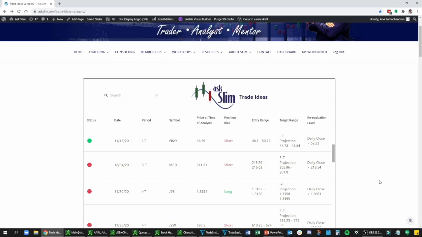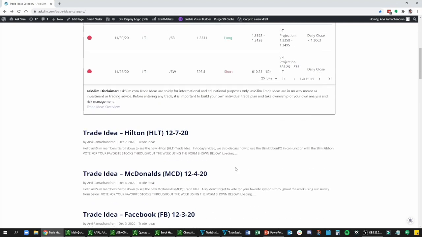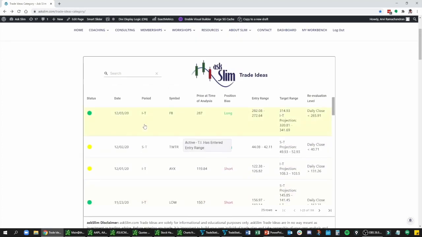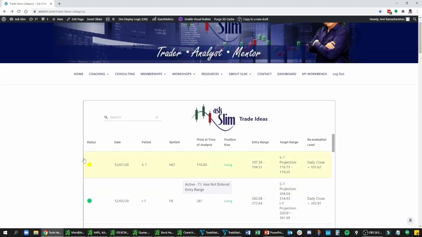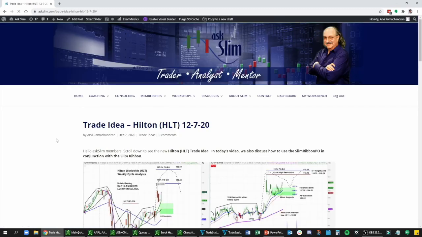The last thing I do want to highlight here is if you scroll down, you'll see a list of links here, and these are all trade idea posts that really go along with the trade ideas that we publish in this platform. So you'll want to click on the trade idea, and we will just show Hilton in this case.